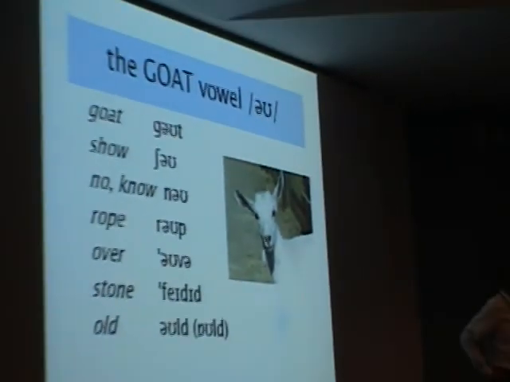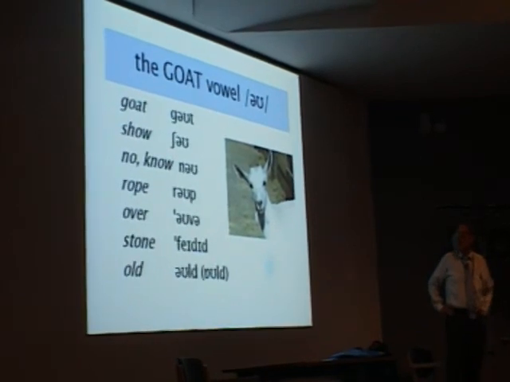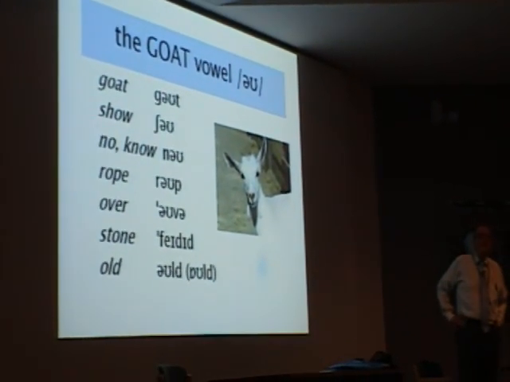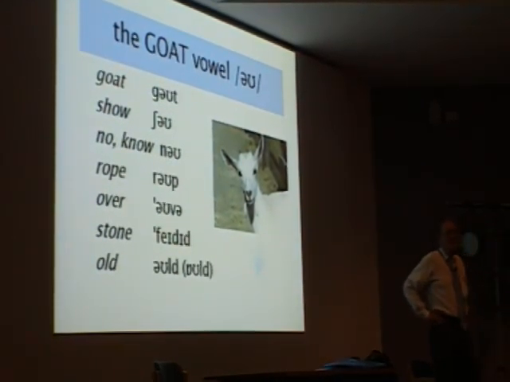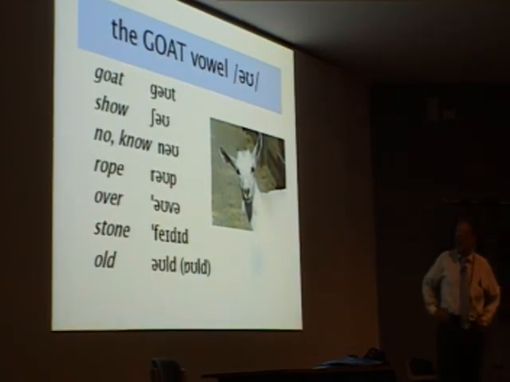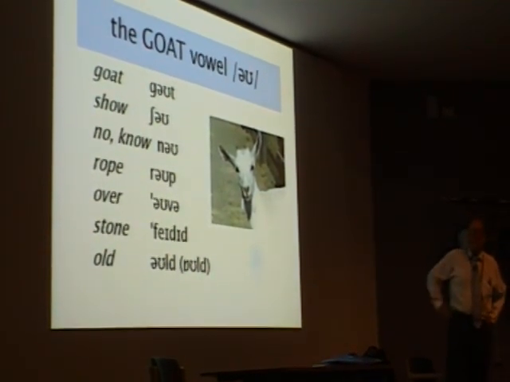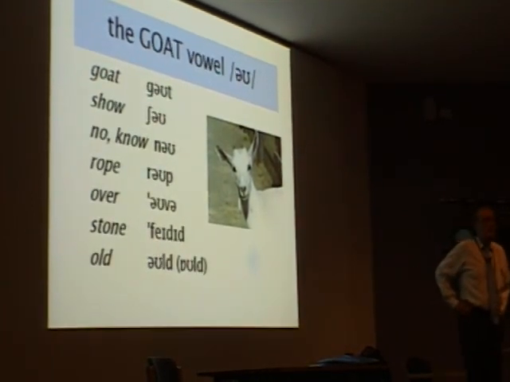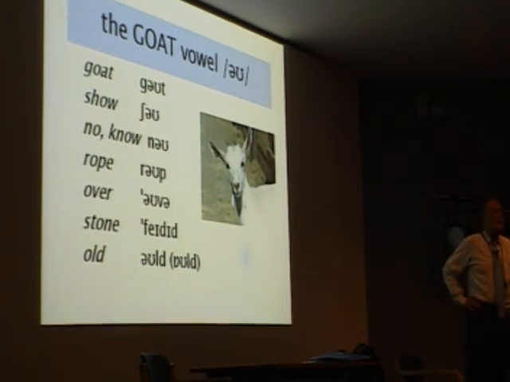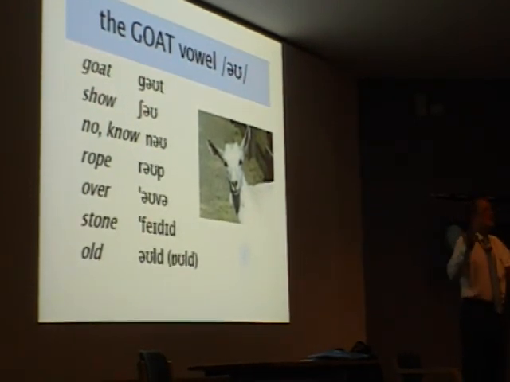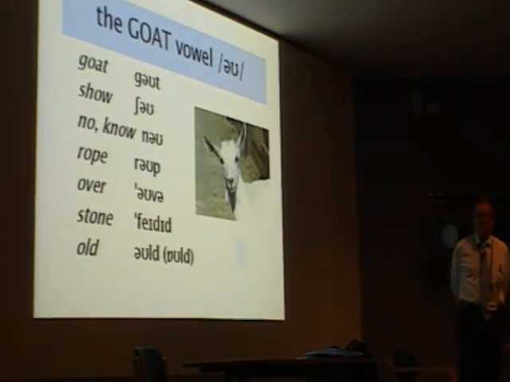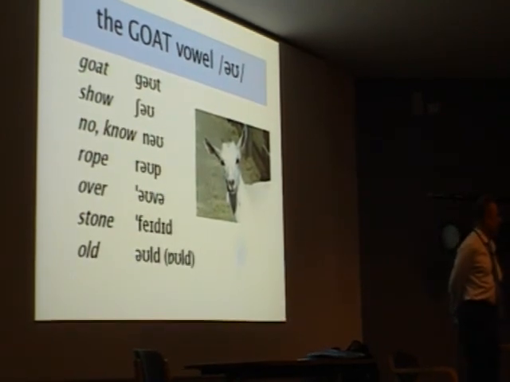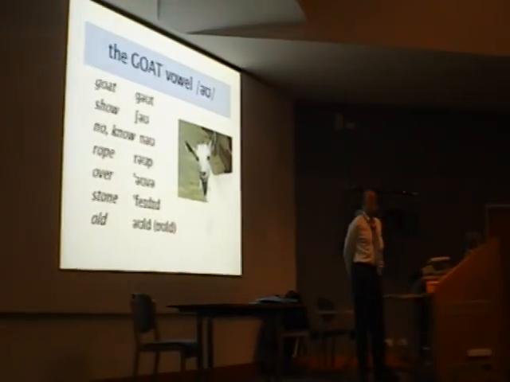The O vowel, this is another one that's a bit variable. The way I say it is O. Goat. Show. No. Rope. Over. Oh dear. It actually says stone. For some reason it says faded. So I'll write that later. And old. Now, just let's look at the last one there, old, because this is an important change in progress. It's been going on for centuries, but it's recently changed status. When I was a boy, people like me, educated people, didn't say old. We said old. But younger people now more and more say old.